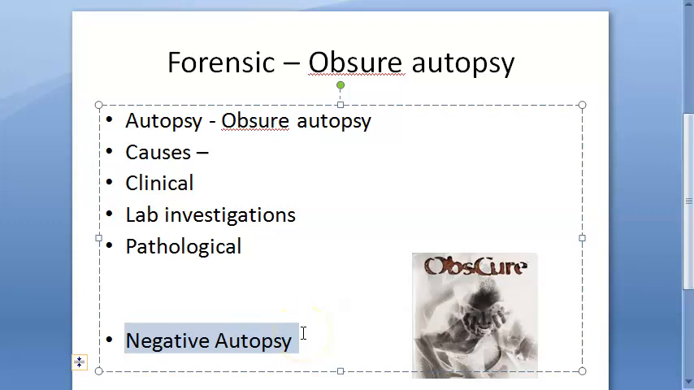Okay, so what is the medico-legal importance? About 20% of cases will be obscure. So it's a major confusion for any forensic expert. Usually it can happen in young age groups. Okay, that's all for now on obscure autopsy.